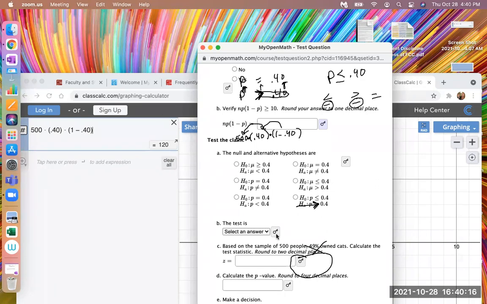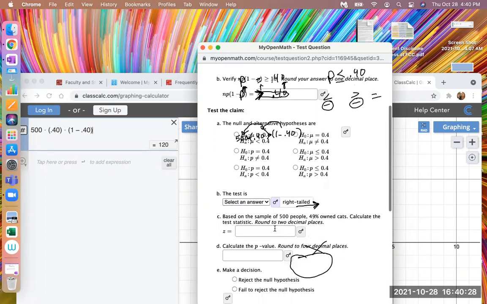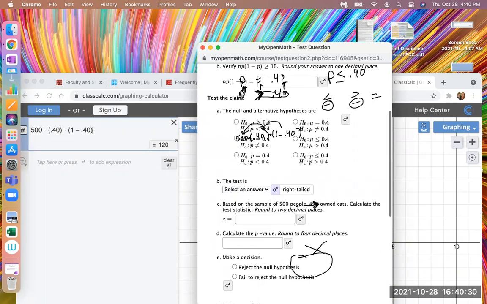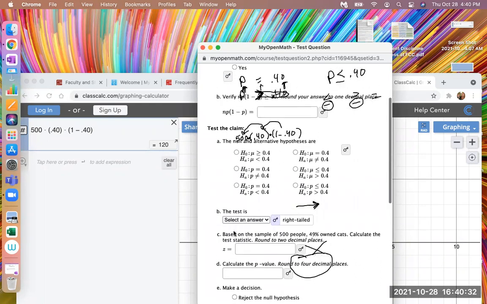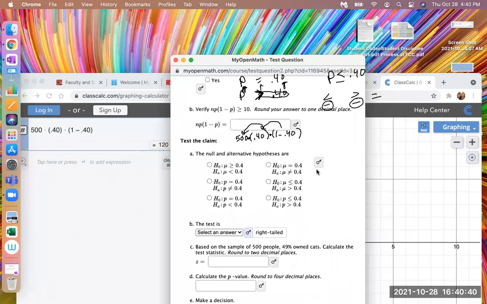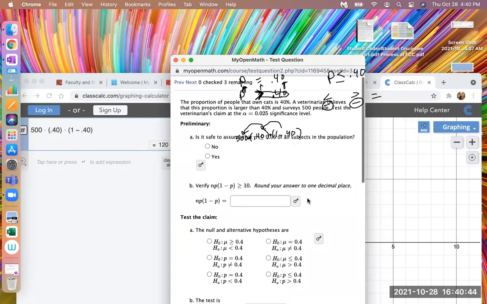Sometimes that becomes really valuable because you don't know where to shade. When you do your picture, you have to make sure you shade the right tail in a right tail test. All right, next, let's go ahead and draw the picture. Like I said, on your actual final test, you will be asked to draw the picture of what they're talking about.